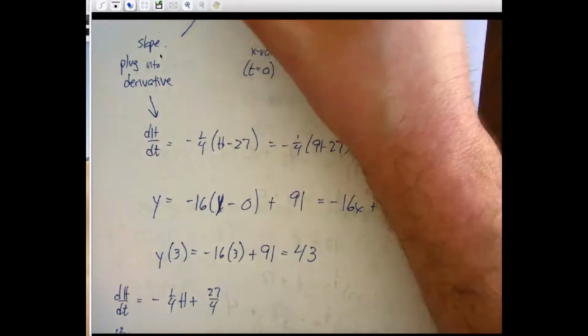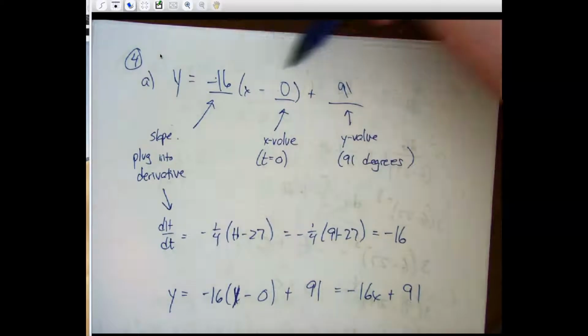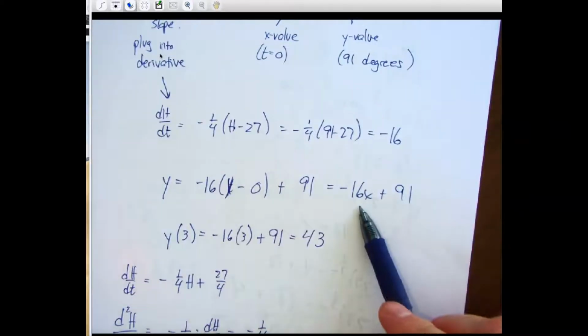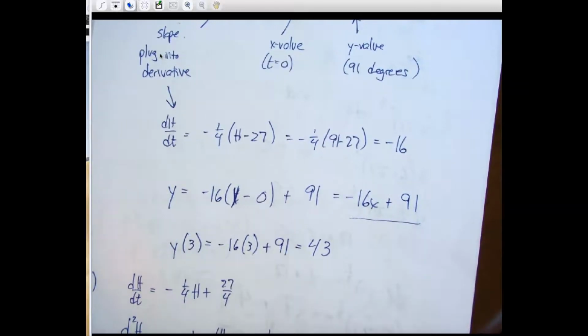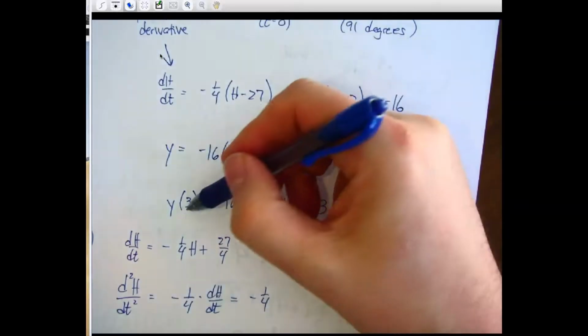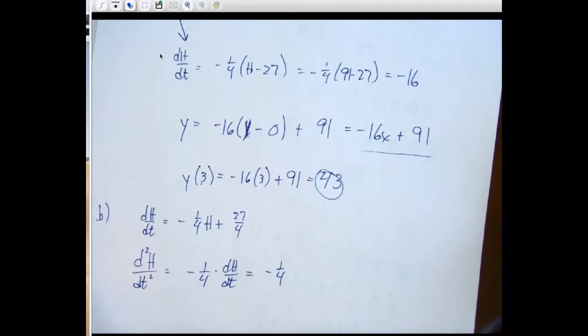And then the -16 goes in this slot up here, and this becomes the equation of our tangent line, which I wrote out again down here. And so you'll get this. And then they're saying use it to estimate the internal temperature when time equals 3. So if I plug 3 into that, I get 43. All right, part B asks for the second derivative.